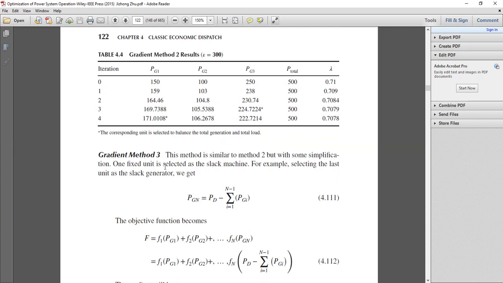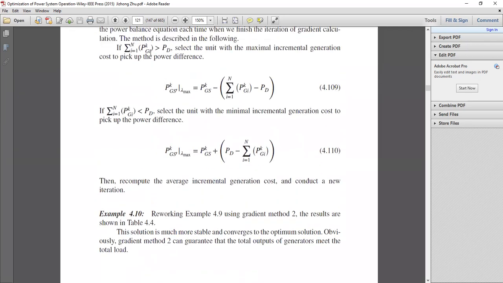The last gradient method is a slightly simplified version of method number 2. Here, instead of finding a unit whose output is to be updated in each iteration, what we were doing in each iteration was finding whether this is true or this is true, and then whether I am looking for the maximum lambda or minimum lambda unit.